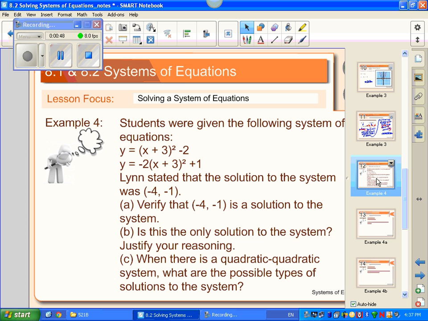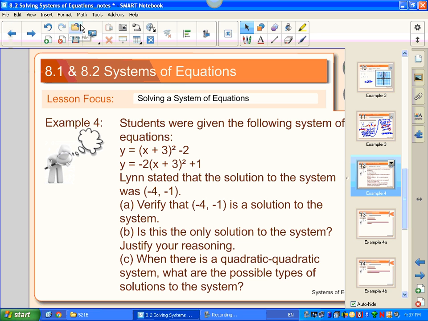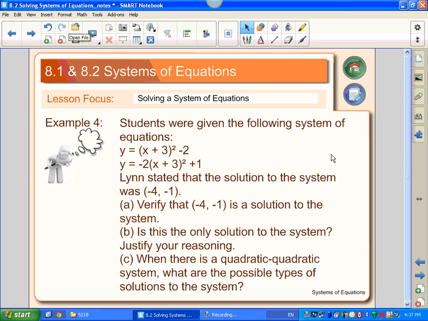So we have this question. This is our example 4. Students were given the following system of equations. So we were given this system. We were asked the following questions. Lynn stated that the solution to the system was (-4, -1). So this is what she had told us as our answer. And we want to verify that that point is a solution to the system.